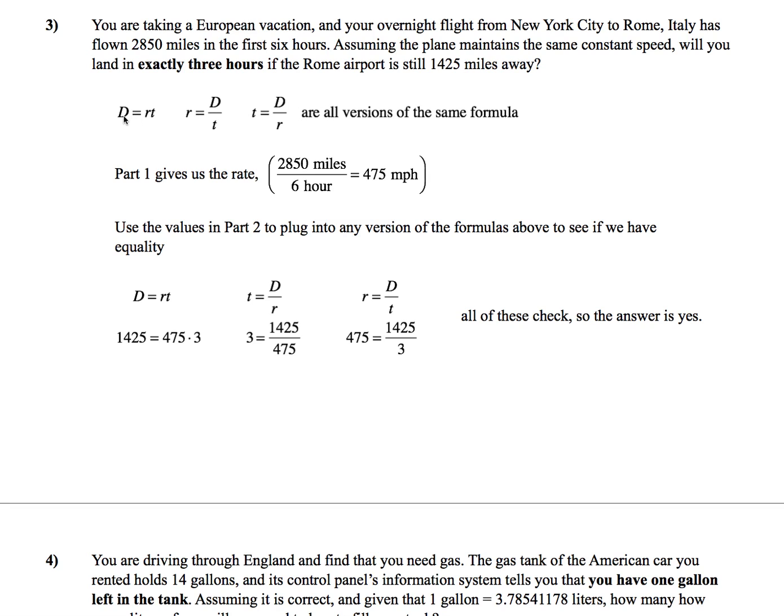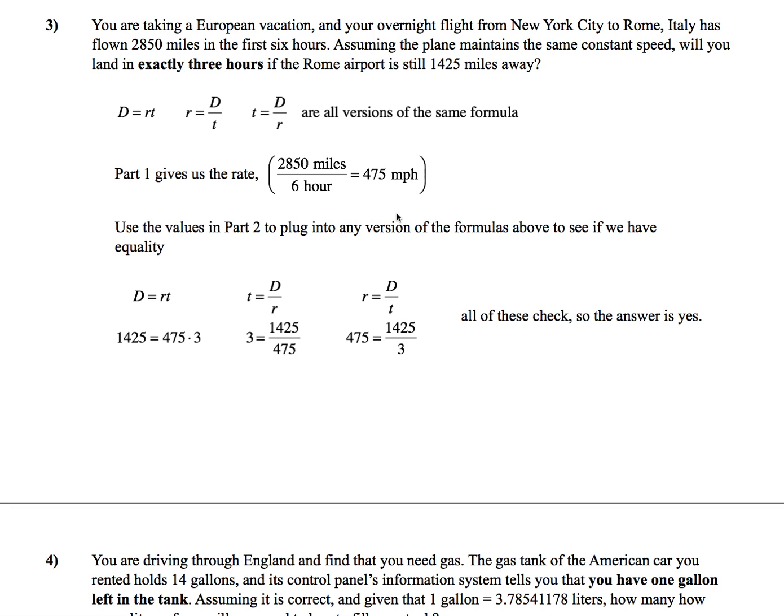Well, for this we use the distance equals rate times time formula, and so we want to know the rate first. And so that rate is 2,850 miles divided by 6 hours, or 475 miles per hour. That's how fast we're traveling.